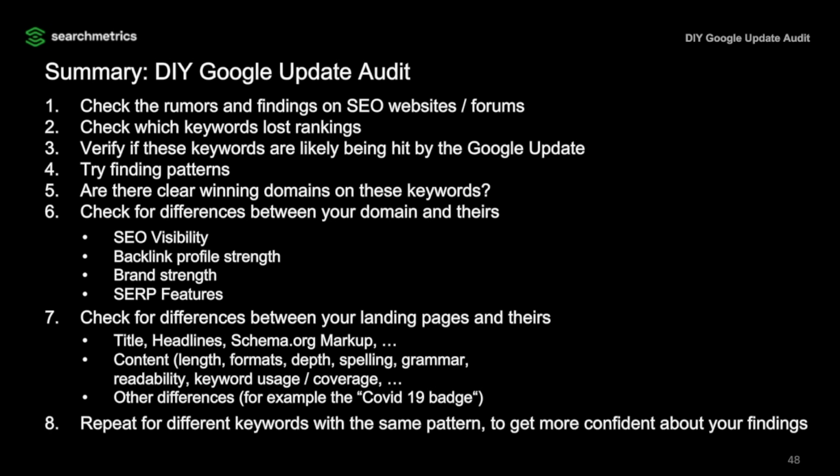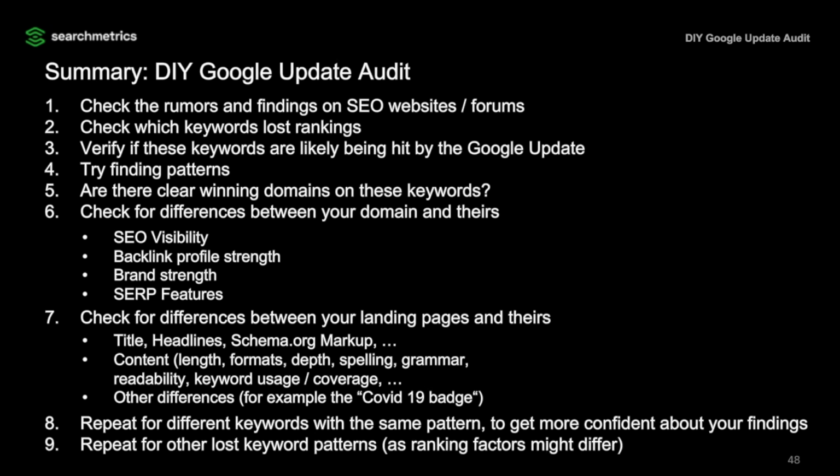And repeat this for different keywords with the same pattern. And only those points that you find are true for different keywords in the same pattern might be the ones that you want to go on to fix, because you're covering many more keywords than if you're just fixing points that apply to one keyword. And then repeat this for other lost keyword patterns. So for, let's say, city plus restaurants, for example. The ranking factors that are changed might be different. So really have a look into this.